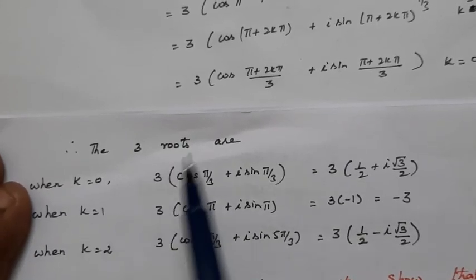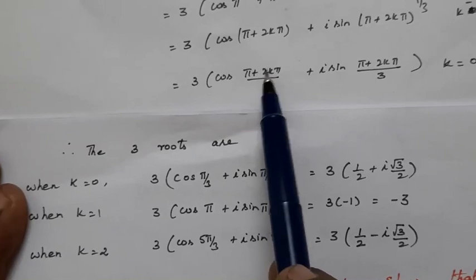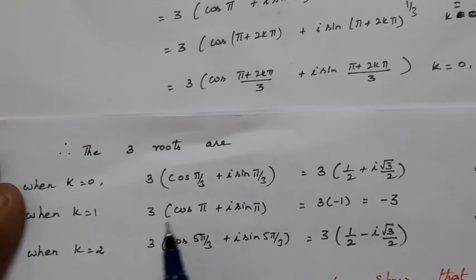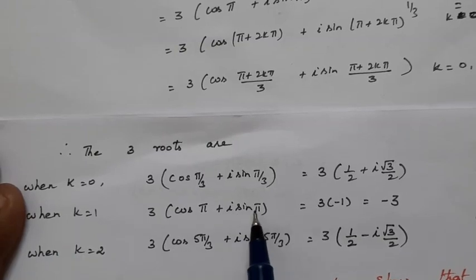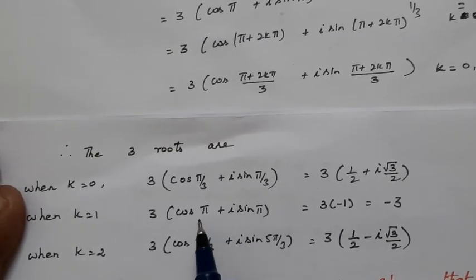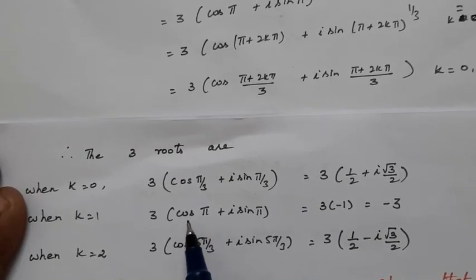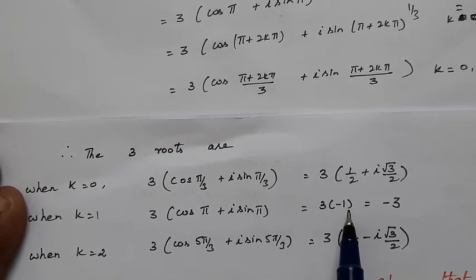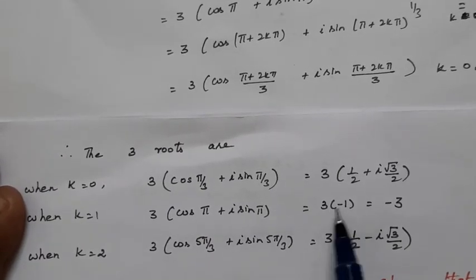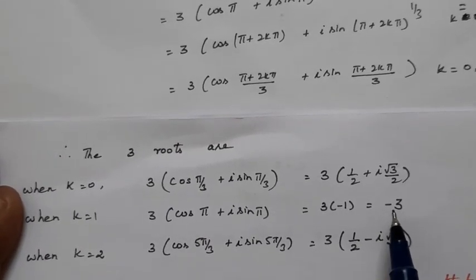What is the second root? By substituting k is equal to 1. So 2 pi plus pi, 3 pi. So 3 pi by 3 means 3 and 3 get cancelled, pi. So 3 into cos pi plus i sin pi. Again pi is a known value, so we can substitute the values and then rewrite this in the rectangular form. Cos pi is minus 1 and sin pi is 0. So 3 into minus 1, that is equal to minus 3.